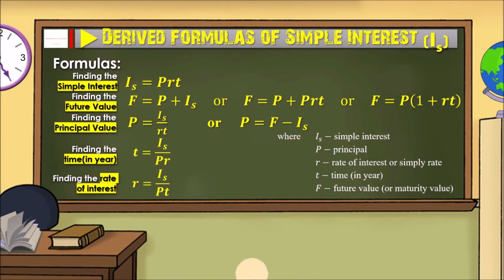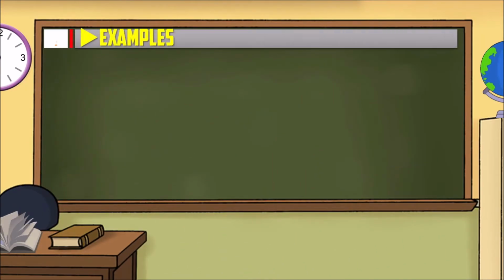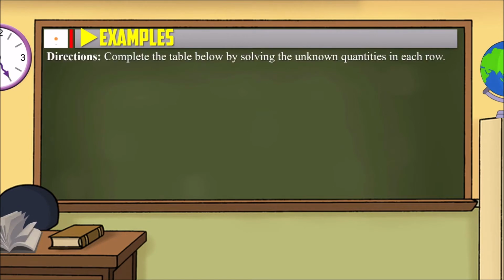For better understanding of these formulas, let us put them in an example. Direction: Complete the table below by solving the unknown quantities in each row.